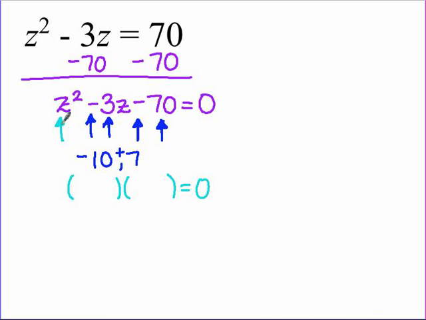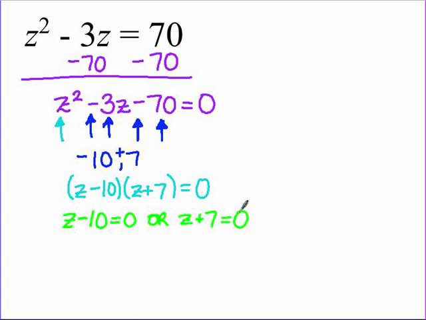Okay, so now I start with my two quantities. How do you get a z squared? Z in both. One will have a negative 10, the other will have a positive 7. Now the zero product property states that either z minus 10 equals 0 or what? What do you have to do on that first one? Add 10. So your solution is z equals 10. What do you do on the second one? Subtract 7. So what do you get z to equal? Negative 7. So my two solutions are 10 and negative 7.